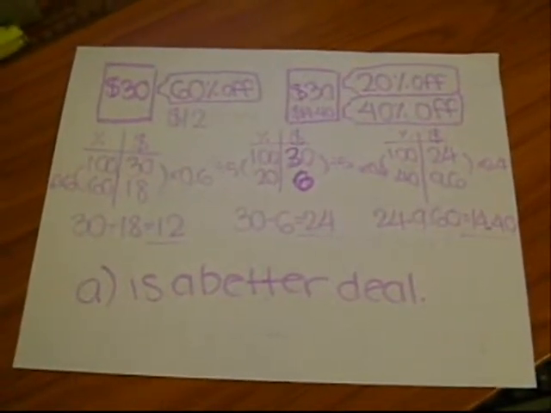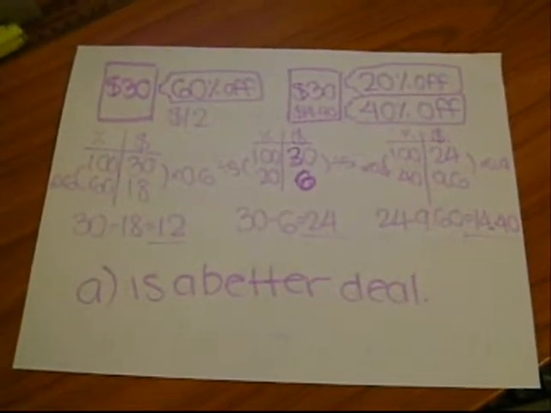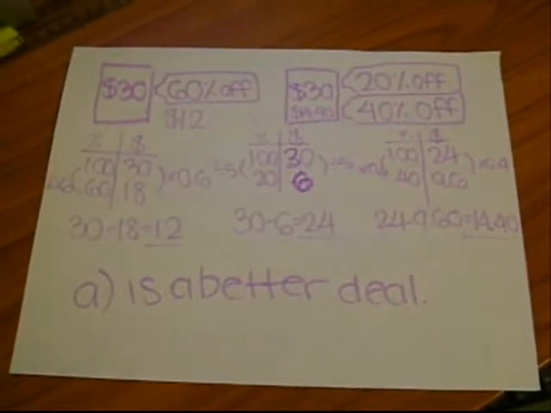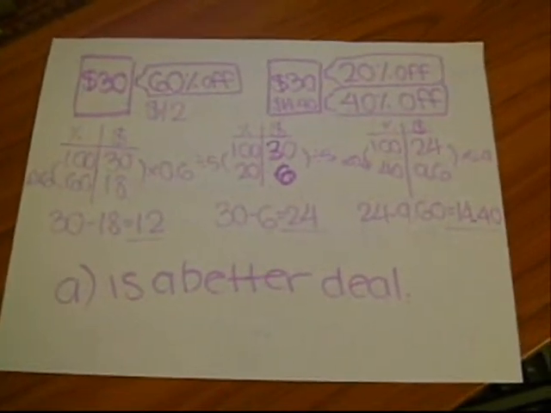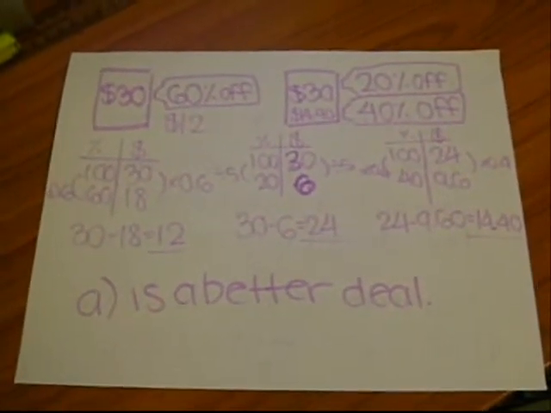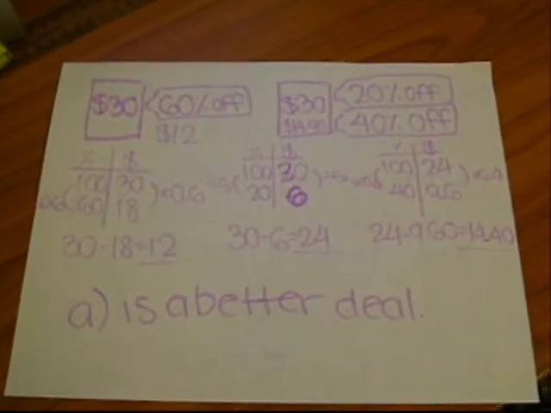And $14.40 is the price of the second box of shoes, which is B. So A is the better deal because it costs less than B.